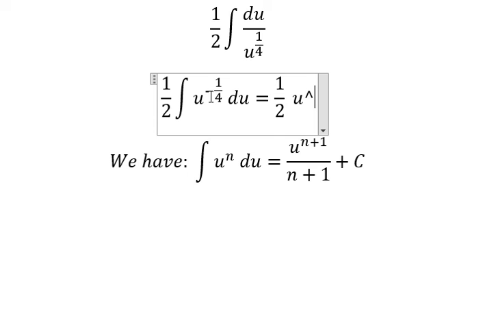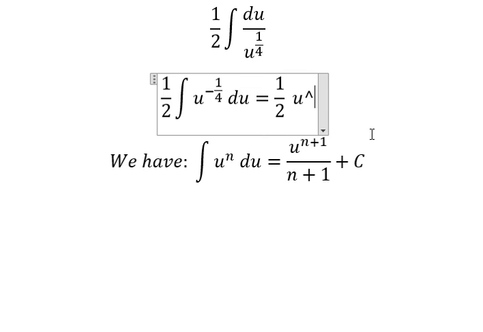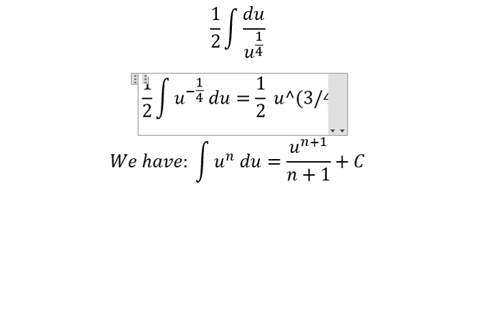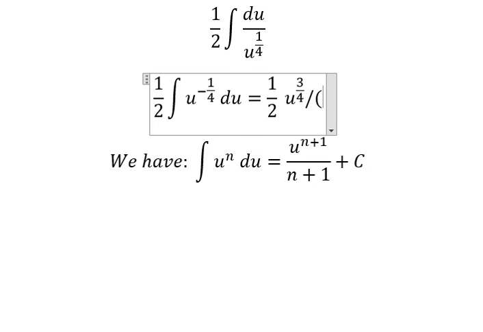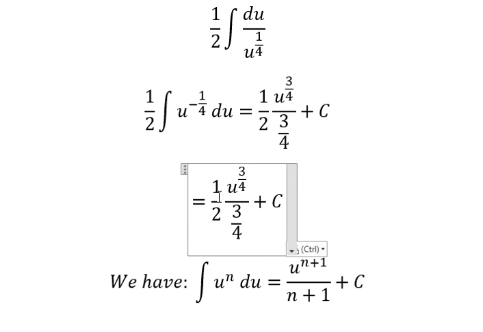So I will put negative 1 over 4 here. So negative 1 over 4 plus 1, we have 3 over 4. So 1 over 2 divided by 3 over 4. That is 3 over 8.